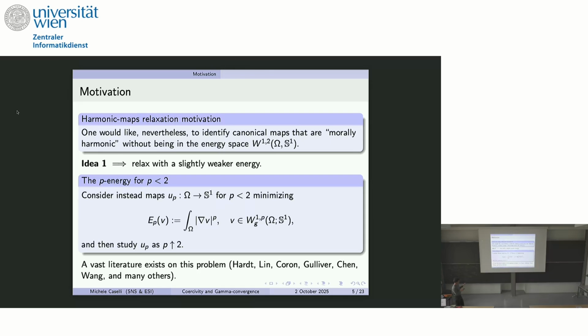So there is a vast literature on this problem at this point, mostly for the case of minimizers. So you prescribe the boundary datum, you minimize, and then you study the limit of these maps in some topology as P tends to 2, by many people: Hardt, Lin, Coron, Gulliver, Chen, Wang, and many other people. I think that at some point between the 90s and the early 2000s, many people were working on these problems. Nowadays, not so much.